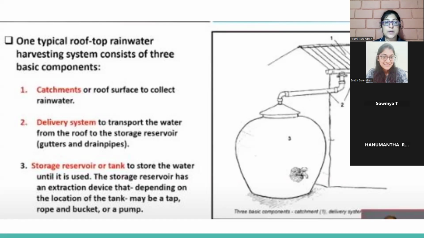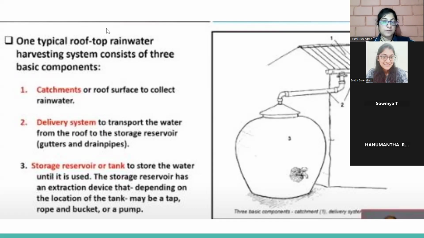So these three components are very important. Without these three components, there's no rooftop rainwater harvesting. So mainly there are three components. One is the catchment or the roof surface to collect the rainwater. The delivery system that comprises a series of pipes that is going to help in transporting the water from the roof to the storage device, and then a storage reservoir or a tank to store the water until it can be used. So something like this. These are the basic three components.